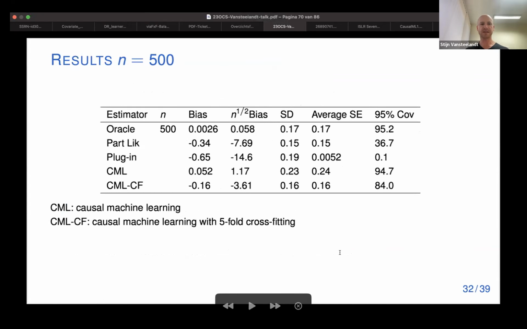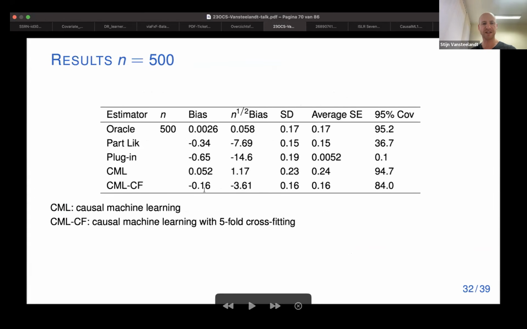And this is at sample size 500. It's a bit more challenging setting. Again, plugin estimators come with a lot of bias, and we can remove that to a fairly large extent with the proposed method. Not entirely.